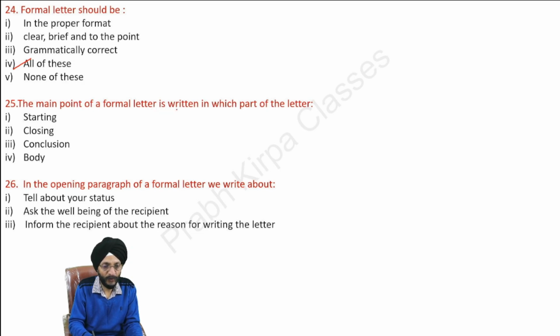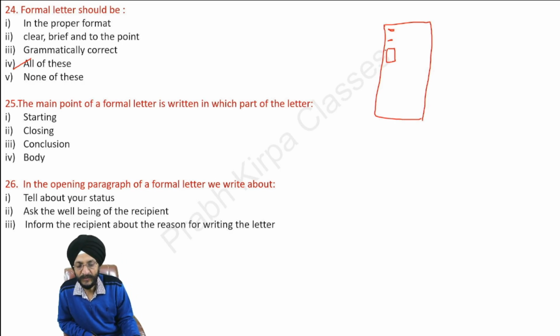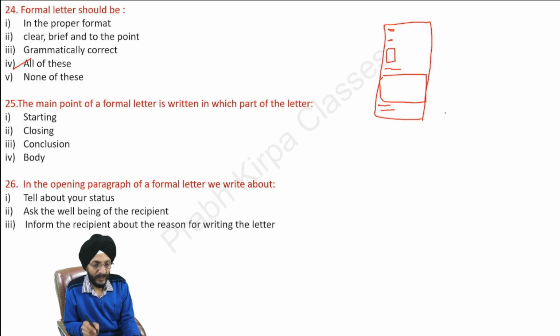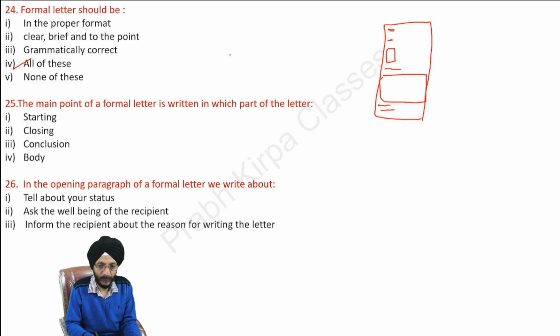Next, the main point of a formal letter is written in which part of the letter? This is our formal letter. This is our address, followed by the date. Then we write the address of the recipient. This is followed by the salutation. Then we write the body of the letter. Then there is a closing of the letter, yours faithfully, and the name. So, what is the main body part? This is the main part, the body, where we write the complete message.